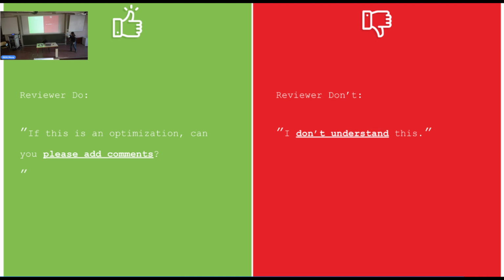Okay, another example. As a reviewer, you should not say, "I don't understand this," and full stop. Imagine that you receive this kind of comment. It happened to me, and I guess it happened to all of you probably. So instead of saying that, so there is ambiguity apparently in this submitted code, you should say, "If this is an optimization, can you please add comments?" So ask for a description, comments, provide me with more context. Me as a reviewer, don't hesitate to ask explicitly if the author didn't provide that. Give me context to know what you are trying to do here.